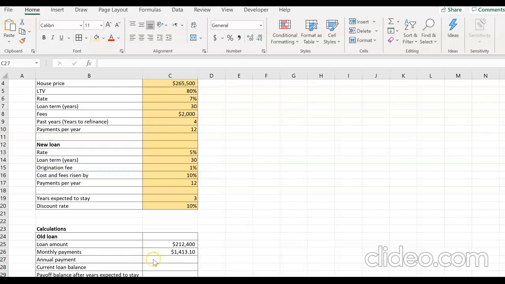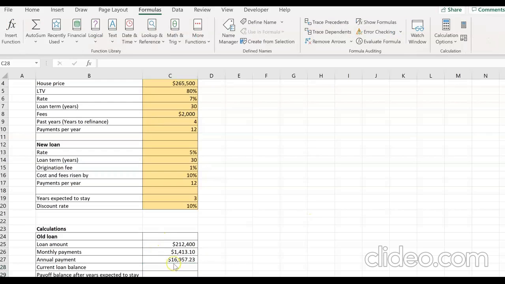To get the annual payments, I multiplied the monthly payments by 12 to have 16,957.23.